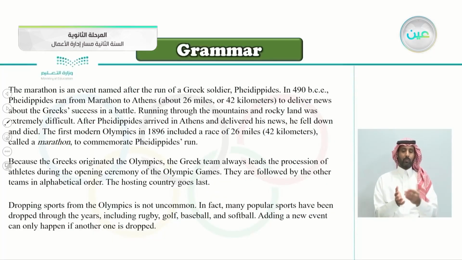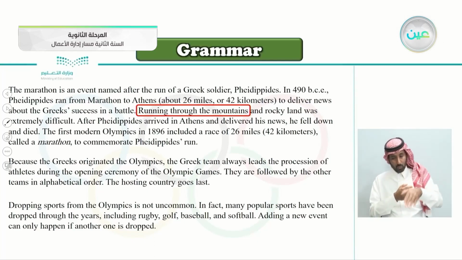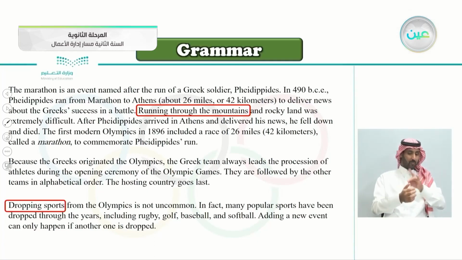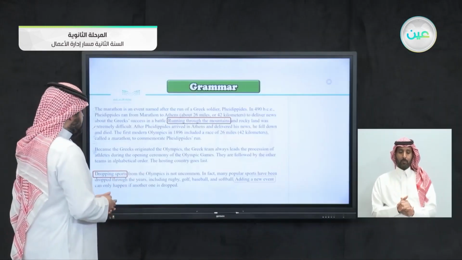So, for example, running through the mountains and rocky lands was extremely difficult. Running through the mountains, so this is a noun here. Also here, dropping sports from the Olympics is not uncommon. So dropping here is a gerund as a subject.